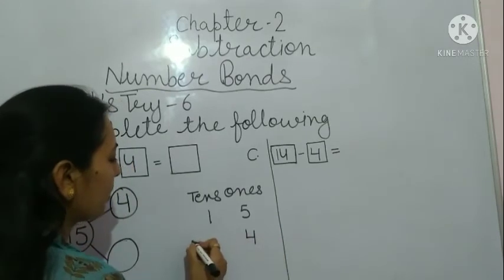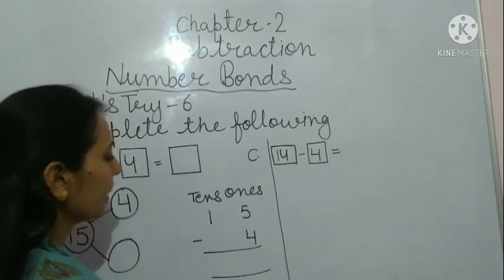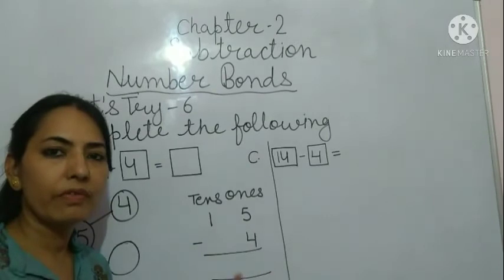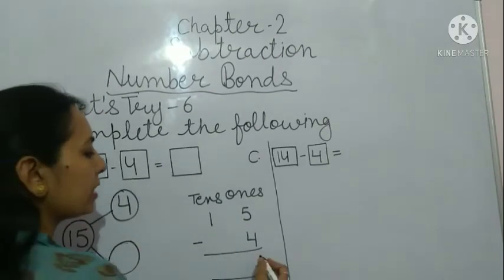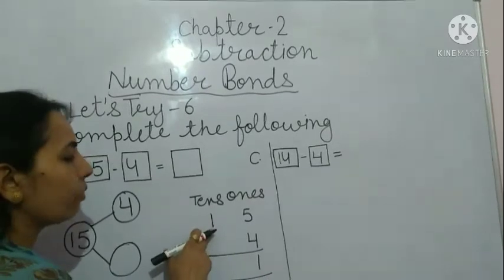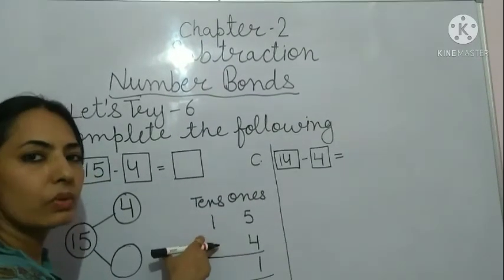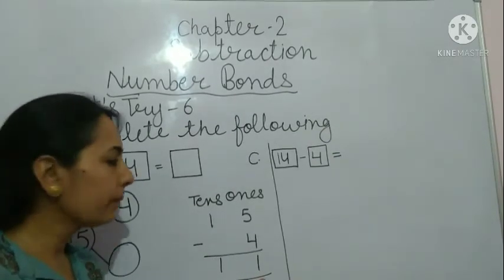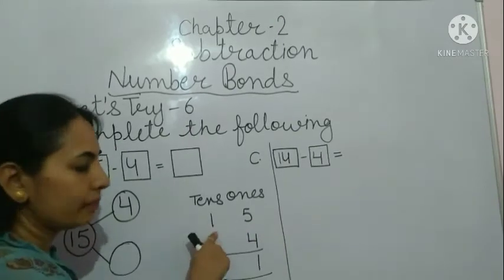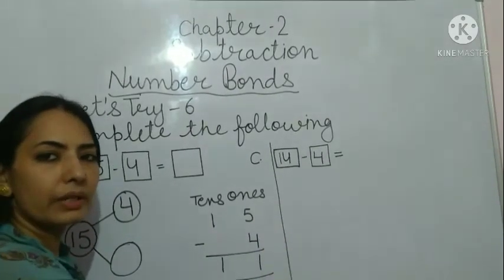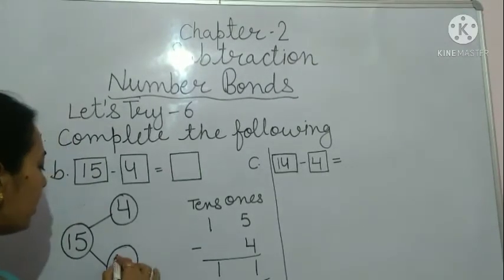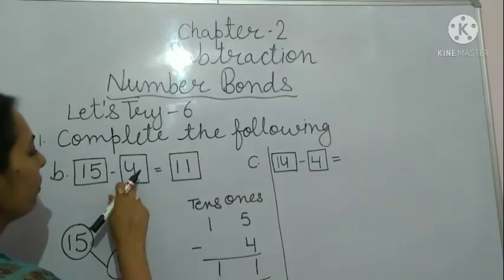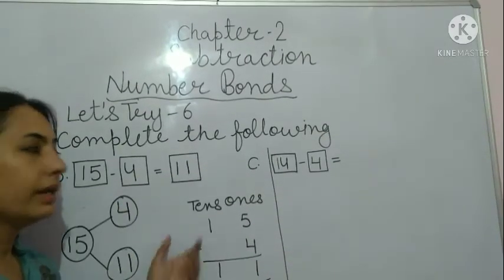So we will put the sign of minus here. Now you can minus 4 from 5. If we minus 4 from 5, we get 1 here. So we'll write here 1, and we have 1 at tens place. और उसके नीचे कोई number भी नहीं है आपका, तो you have to write the same number here. So we got 11 here. So 15 आपका whole number है, उसका one part आपका 4 है, and you got another part, that is 11. So we'll write here 11, and our answer is also 11. If we minus 4 from 15, we got 11.